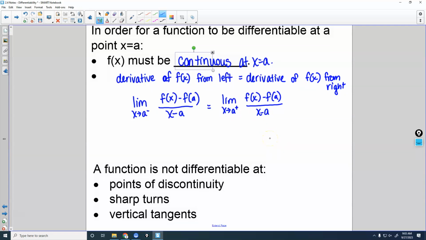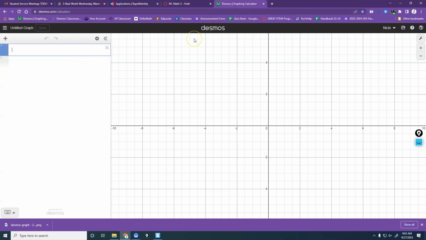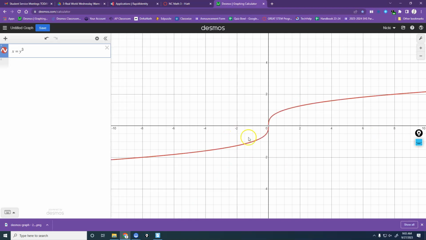Okay, and we'll go through how to do this here in a second. A function is not differentiable at points of discontinuity, so holes, asymptotes, jumps in the graph. If you have any of those, you're definitely not differentiable because you're not continuous. At sharp turns in the graph or at vertical tangents. Vertical tangents are a little harder to see. If I had, like, x equals y to the third, this is an example of something that would have a vertical tangent line.